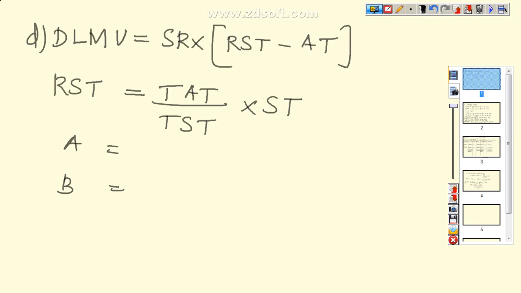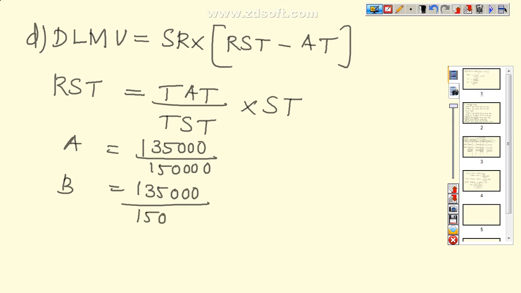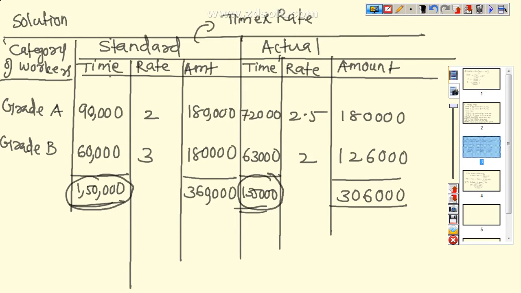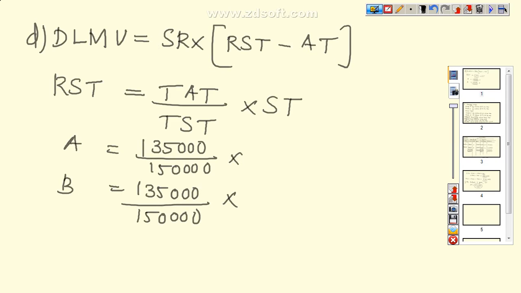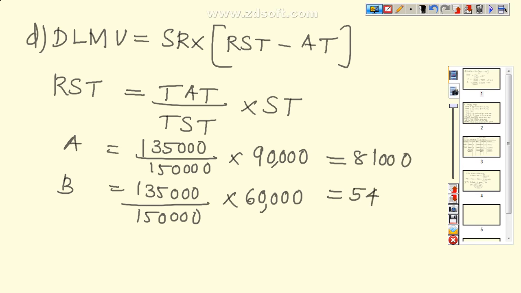So here we write 1,35,000 upon 1,50,000. Here also 1,35,000 upon 1,50,000 multiplied by standard time. Standard time for A grade workers is 90,000 and B grade workers 60,000, that is equal to 81,000 for grade A, and for grade B workers 54,000.